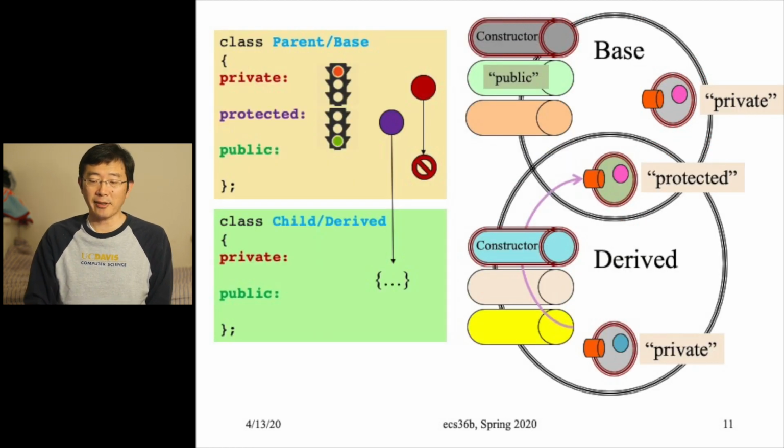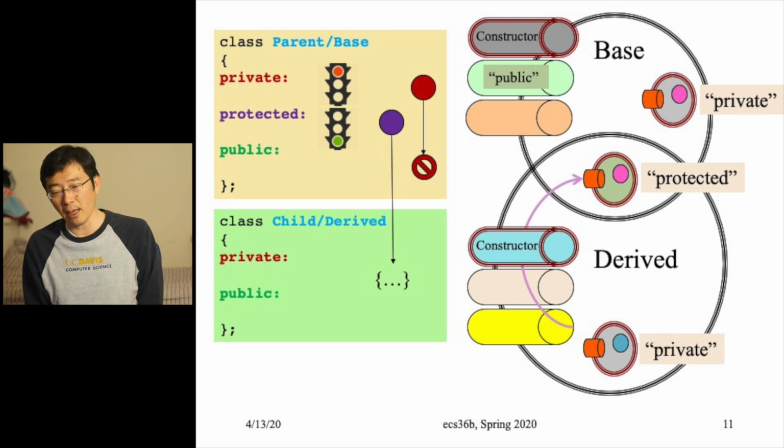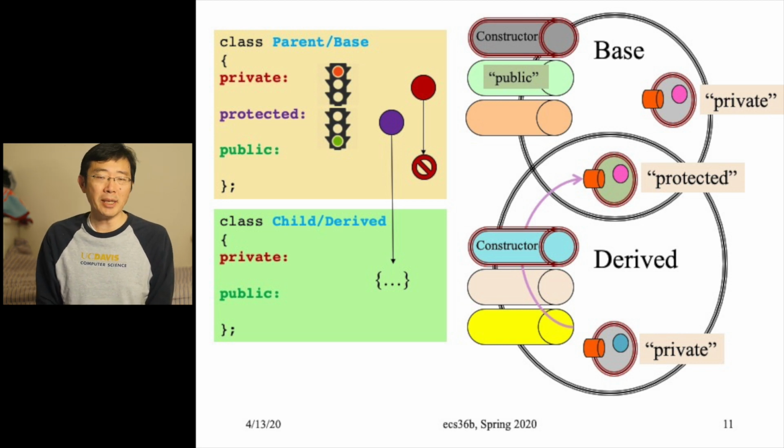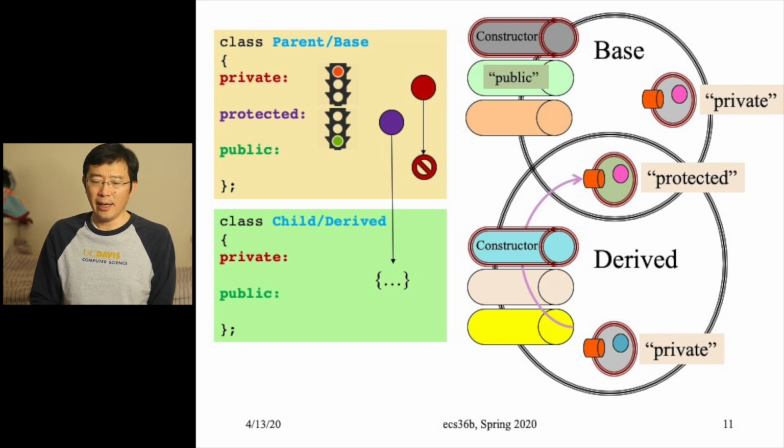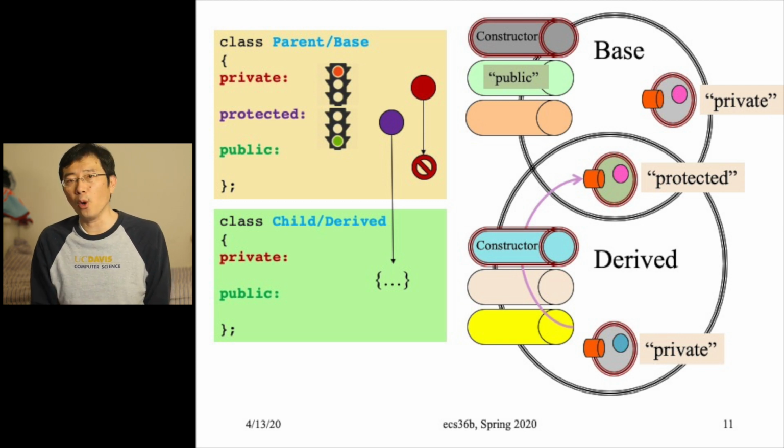Now let's look at the second thing. Now I'm actually talking about the protected. So what do I mean by protected? Protected in some sense is that there are some variables that I'd like the derived class to be able to access directly.